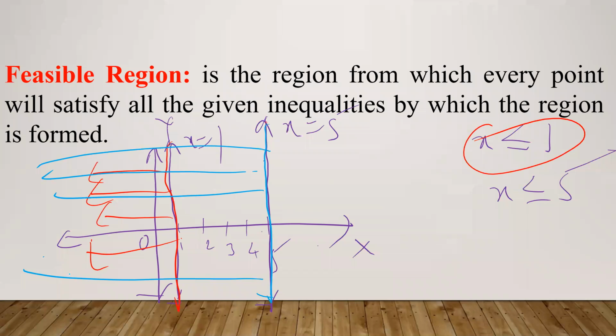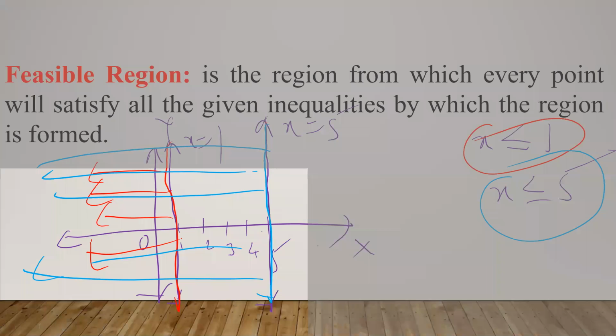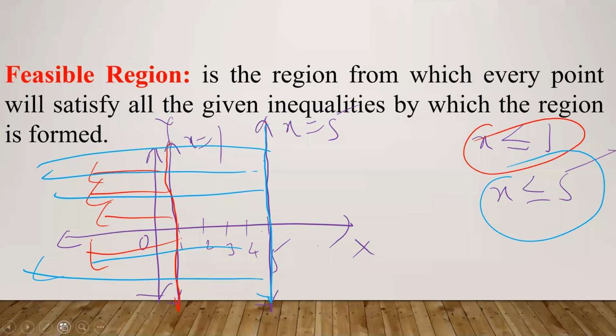Now I want a common portion. Common portion means which satisfies this as well as this. So I have to see the part in which red as well as blue color is appearing. What is that? Let me use yellow color for that. Which part is common to both? It is this portion. Everything on this line as well as here. Okay, so that is the feasible region. Feasible region is the region in which if you take any point, that will satisfy all the inequalities.